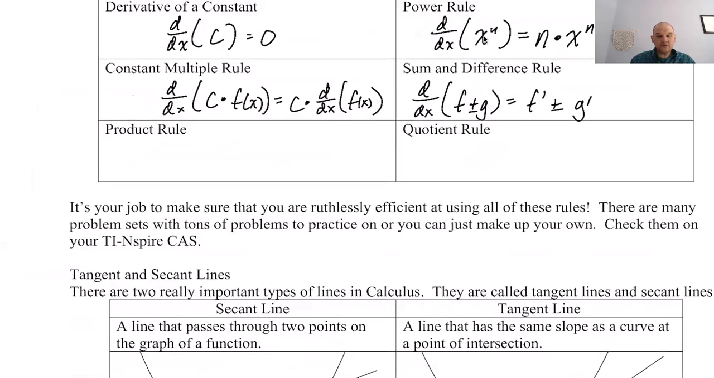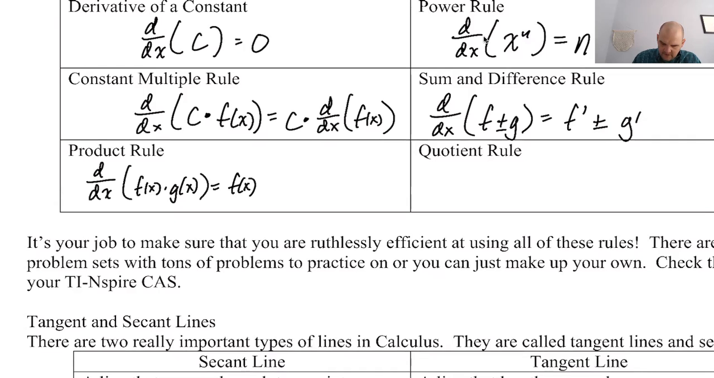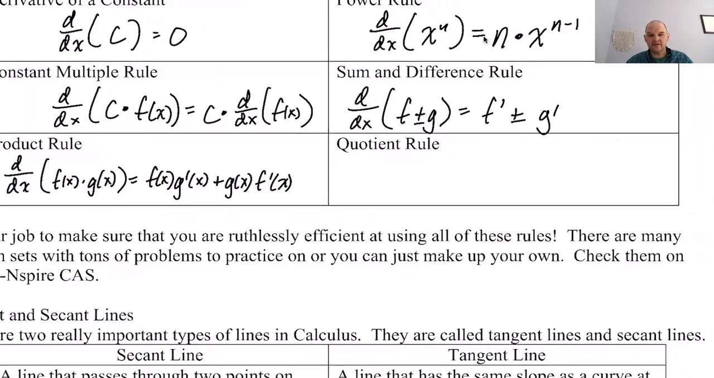Product rule and quotient rule are the ones that are a little bit harder to remember, so let's see if we can remember them. The derivative of f of x times g of x is the first function, derivative of the second, plus second function, derivative of the first. First derivative of the second plus second derivative of the first. Say it a lot, it'll get into your head. So that's how you take the derivative of a product.